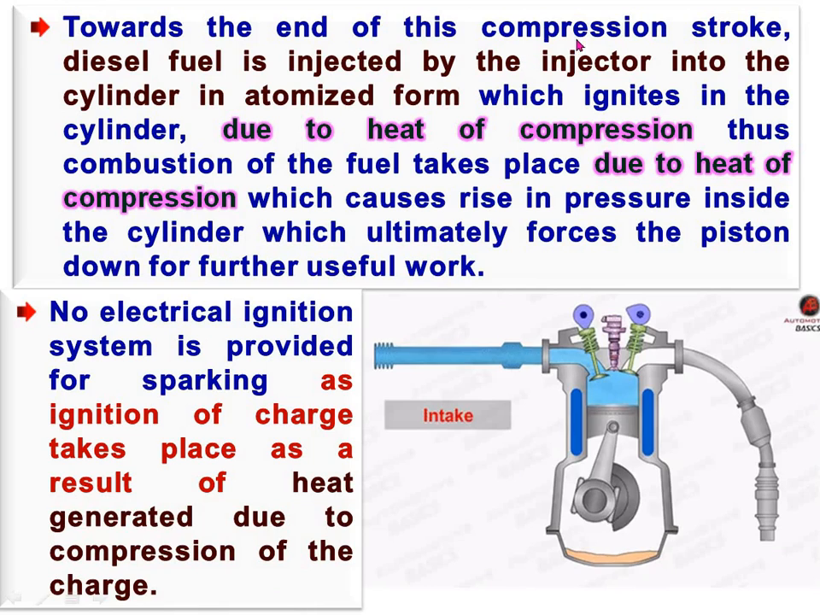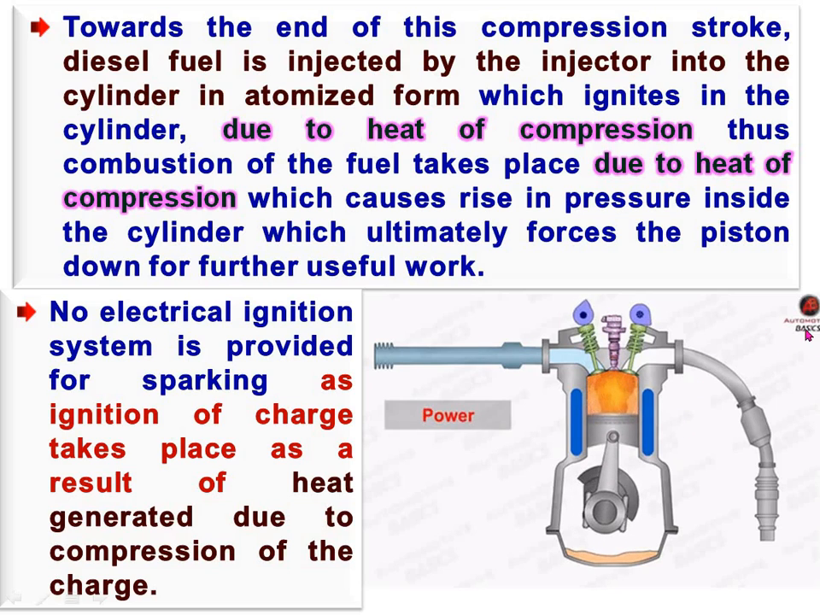Towards the end of this compression stroke, diesel fuel is injected by the injector into the cylinder in atomized form, which ignites in the cylinder due to the heat of compression. Thus, combustion of the fuel takes place due to the heat of compression, which causes a rise in the pressure inside the cylinder, which ultimately forces the piston downward for further useful work.